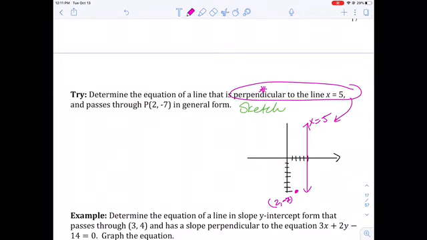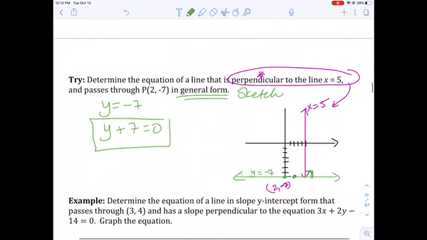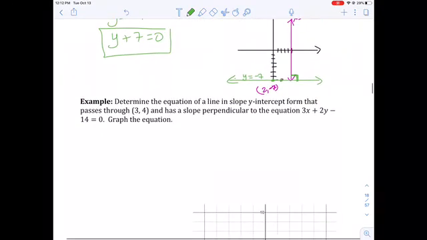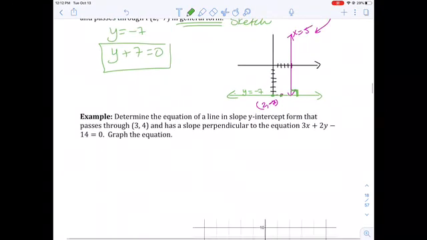Okay, so to start with, I sketched the line x equals 5, and I found the point (2, -7), but I want a line perpendicular to that. So perpendicular would, of course, be a horizontal line. That is now perpendicular to x equals 5, and the equation of this horizontal line would be y equals negative 7. So there's my equation, y equals negative 7, which is y plus 7 is equal to 0, in general form.